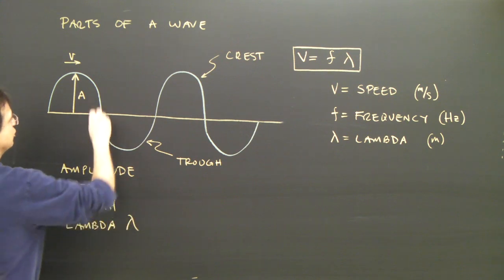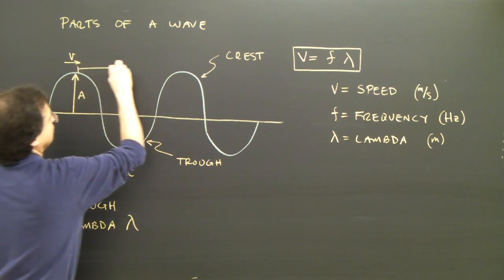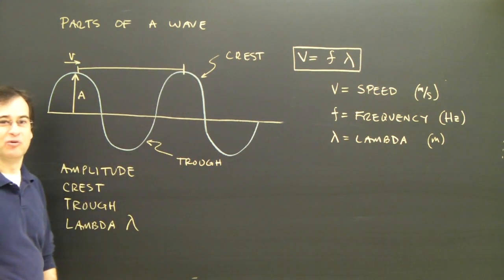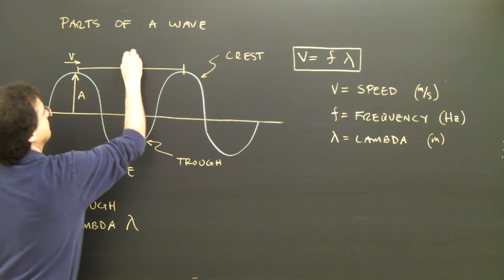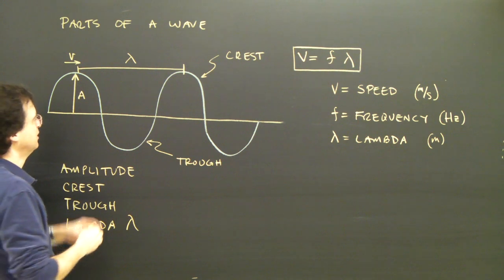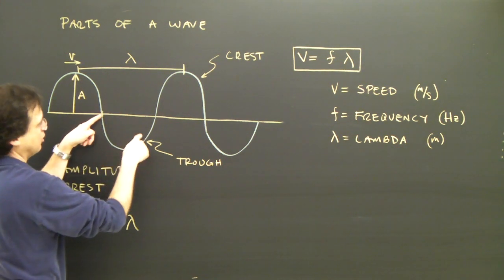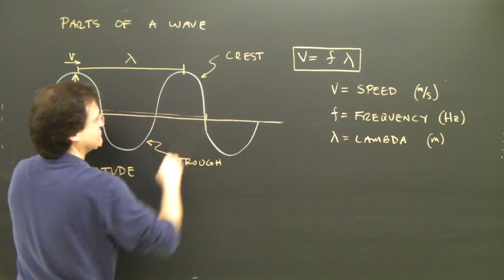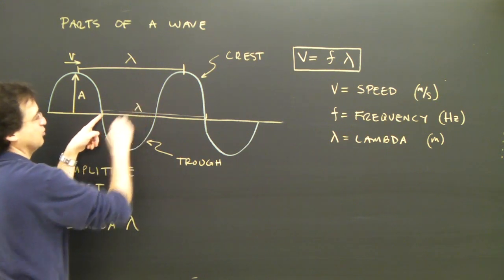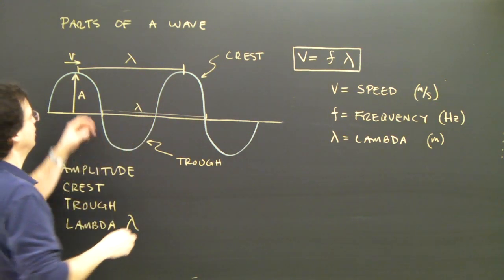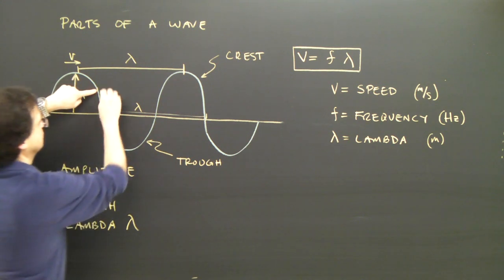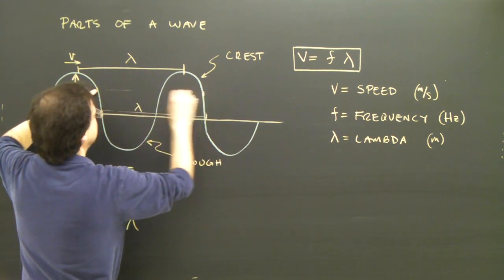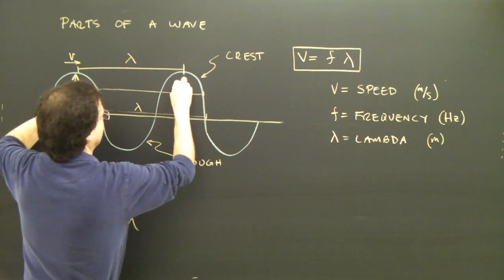And lambda is measured from one point on a wave to another point on the wave that's the same. The top of a crest to the top of another crest, that's lambda. This point here, the beginning of a trough, to the beginning of a trough over here, that's also one wavelength. I could even find it from here, the leading edge of a crest to the leading edge of another crest.